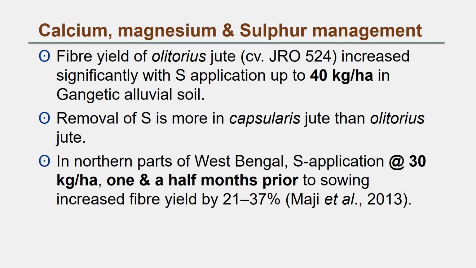Now, secondary nutrients: calcium, magnesium and sulfur, and their management. Fiber yield of olitorius jute JRO 524 increased significantly with sulfur application up to 40 kg per hectare in Gangetic alluvial soils, particularly in West Bengal. Removal of sulfur is more in capsularis jute than in olitorius. In northern parts of West Bengal, sulfur application at the rate of 30 kg per hectare 1.5 months prior to sowing increased fiber yield by 21 to 37%. So, we are getting response to sulfur application in jute.